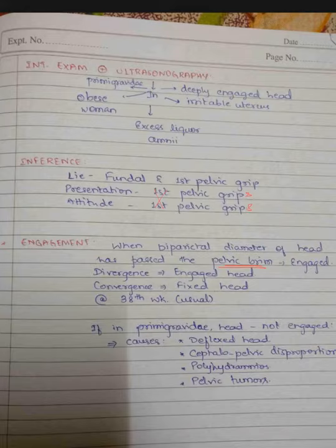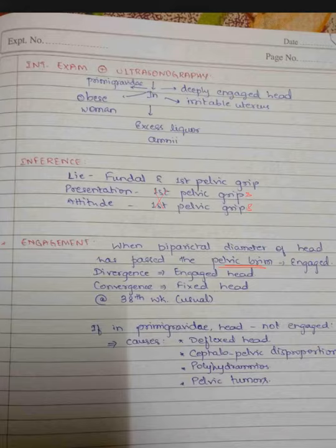Coming to the next thing, that is the ultrasonography. When is this ultrasonography used? It will be used in the following cases. First, in the primigravida. Why should you use it in primigravida? Because the abdominal muscles are not lax here, they are very tough, and you cannot feel it properly, so you use ultrasonography in primigravida. In obese women, due to increased and irregular distribution of fat, you cannot get the presentation and lie and all those things properly.